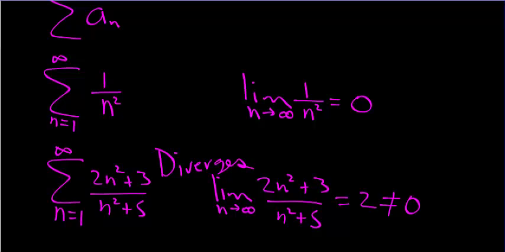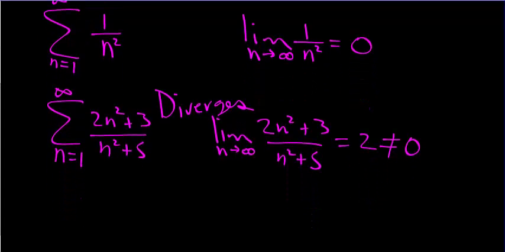So this is a test to tell us if the series diverges. I mean, it's necessary that this limit be 0 to have any hope that the series converges. Now, but it's not sufficient. Having that limit be 0 is not sufficient, it's just necessary. Let me show you what I mean.